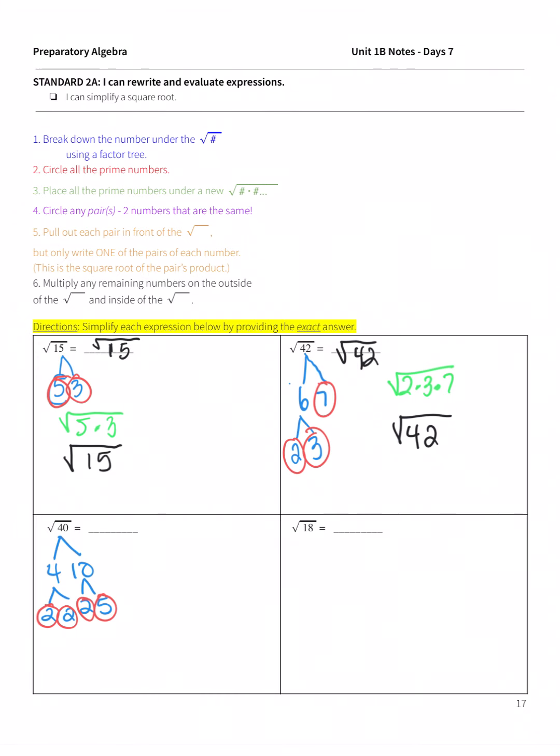Place all of the numbers under a new square root sign. 2 times 2 times 2 times 5. Next, I'm going to pull out or circle any pairs of numbers. Remember, a pair of numbers is only 2 numbers. So if I have 3 numbers, I only have 1 pair because a pair is 2 numbers.